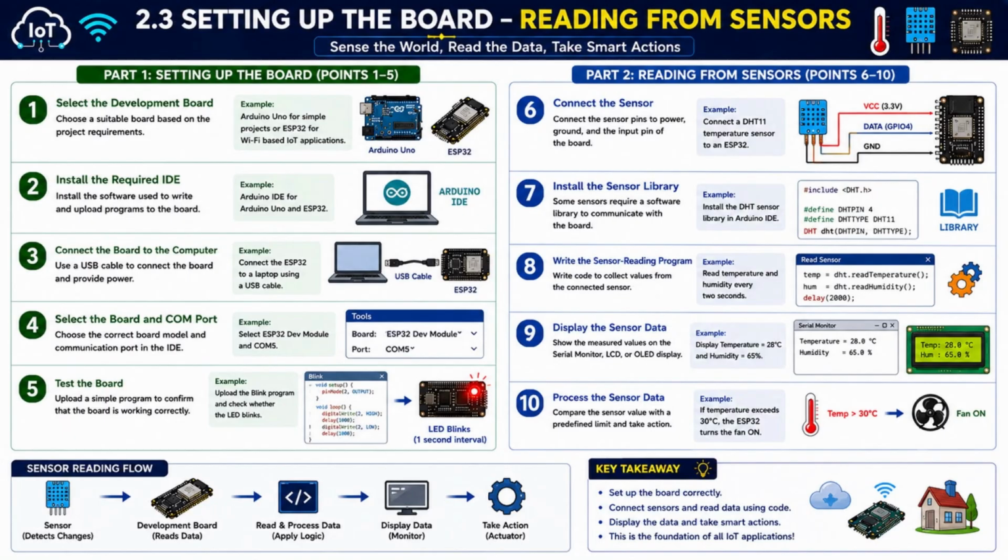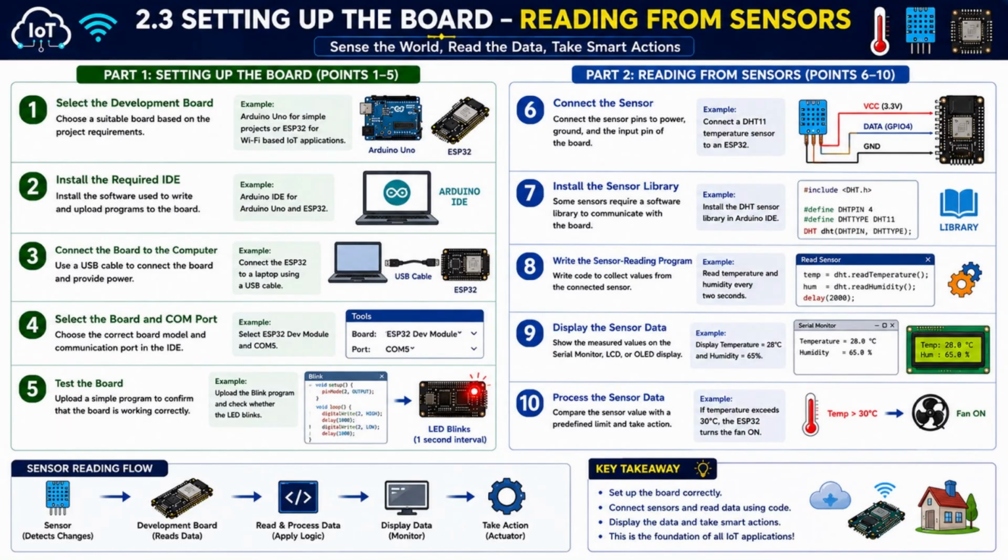For that, what you have to do is show the measured values on the serial monitor. That is the output device. Maybe an LCD, maybe LEDs display. So on the display, we will get output like this. Temperature is equal to 28 degrees centigrade. Humidity is equal to 65 degrees. Like that, it will display on the screen.